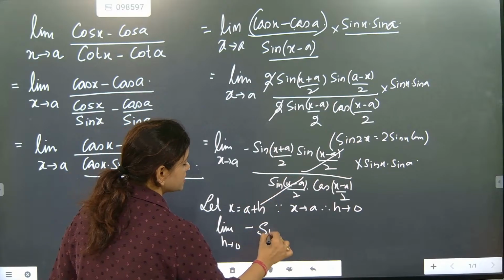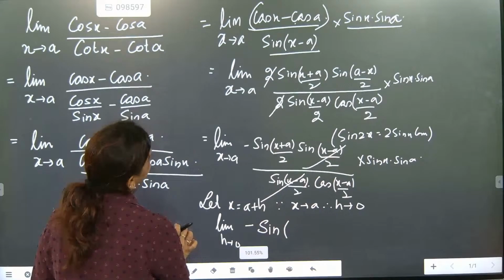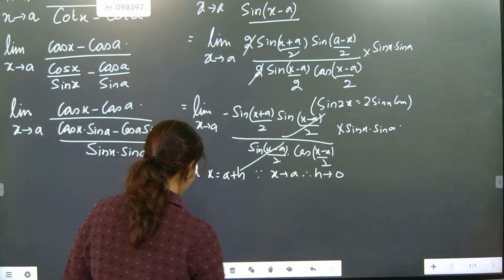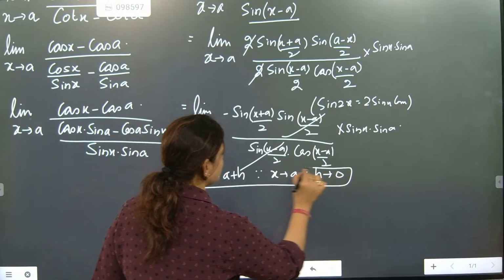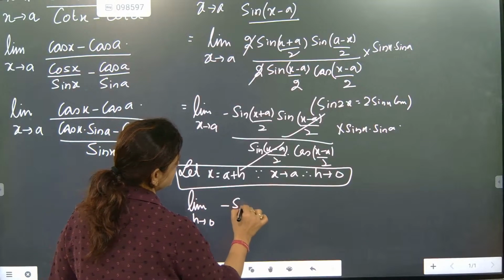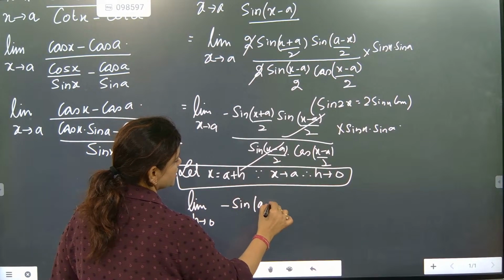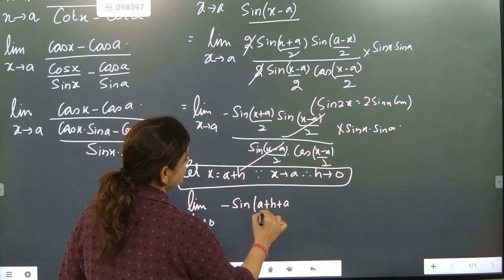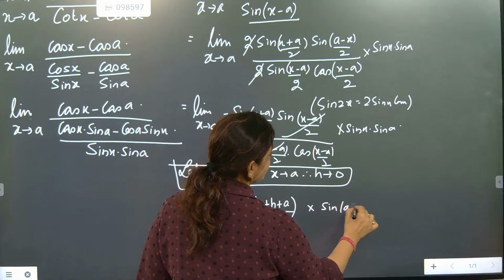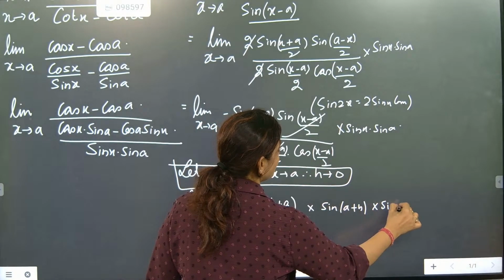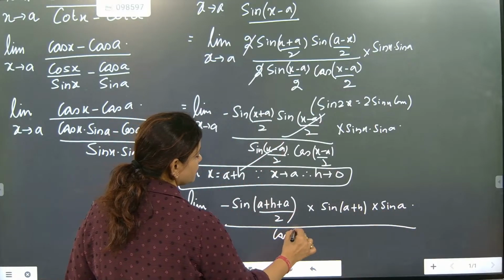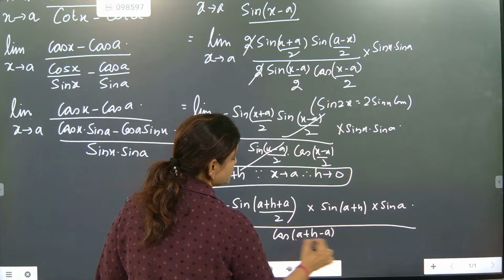Here only minus sine of... You check this one. I need some space to write. This is most important, because after this only it is coming: limit h tends to 0, minus sine of a plus h plus a by 2. After that it is coming sine of a plus h into sine of a, already there, by cos of a plus h minus a by 2.